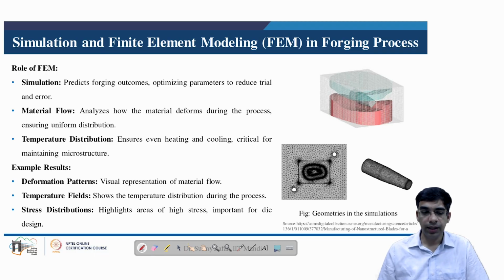Finite element modeling can also be used to predict temperature distribution so as to ensure there is even heating and cooling, which is critical to maintain the required microstructure in the forged components. Example results involve deformation patterns, which is a visual representation of material flow during forging process. Temperature fields show the temperature distribution during the process.